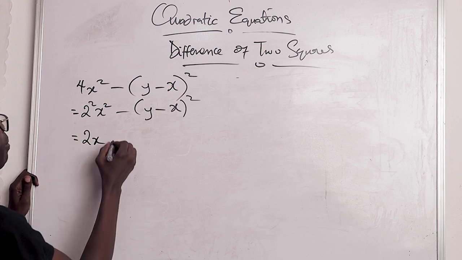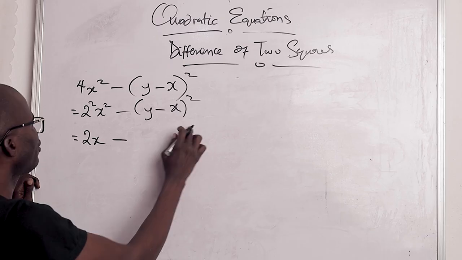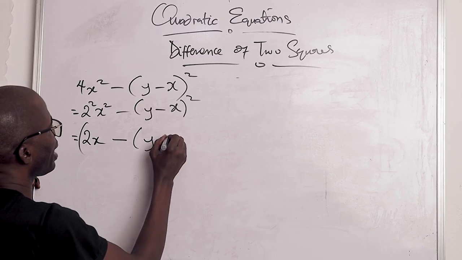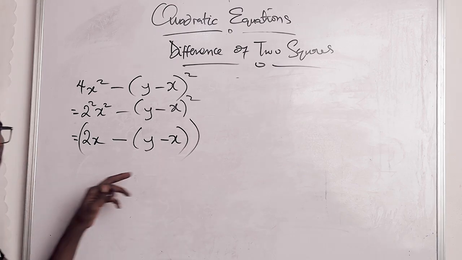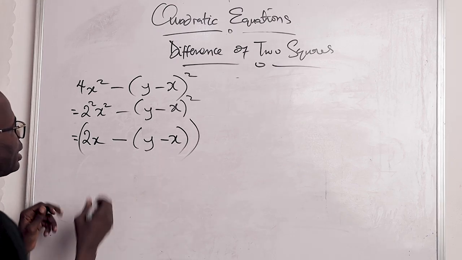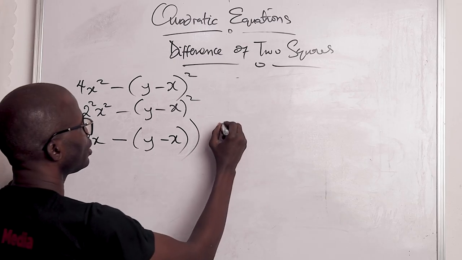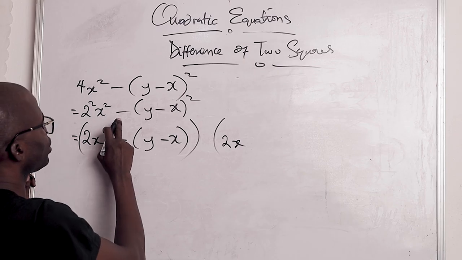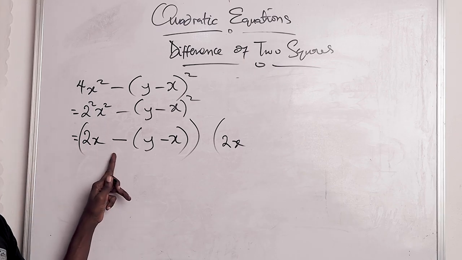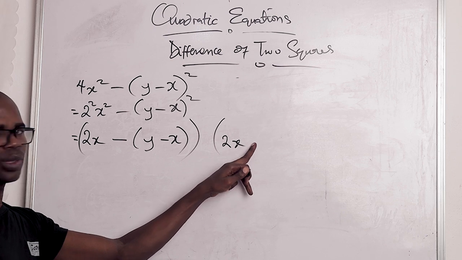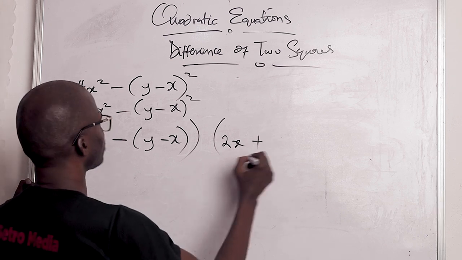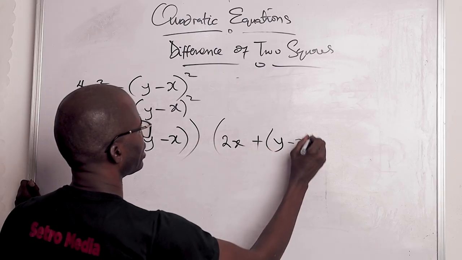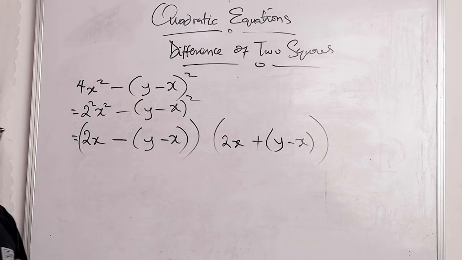2x minus everything you have here. This is the first bracket, 2x minus y minus x. That's the first open bracket. Then you have 2x again, which is in the next bracket, 2x, which is also going to be, you have used minus here. So the next thing you're going to do is positive. So it's going to be plus, bracket open, y minus x, bracket close, and the greater bracket close.